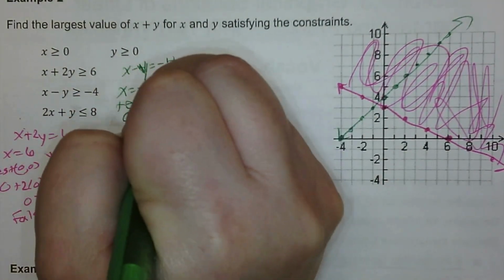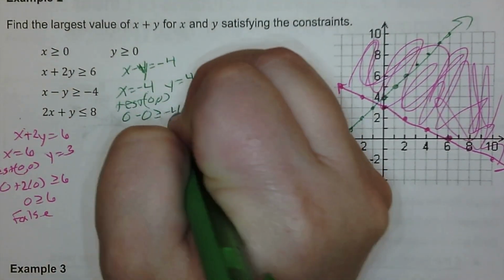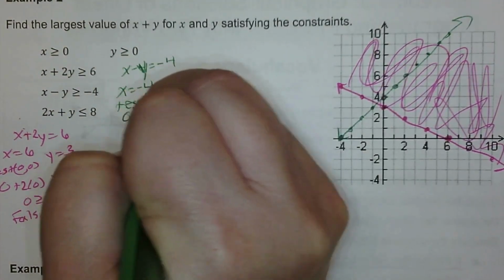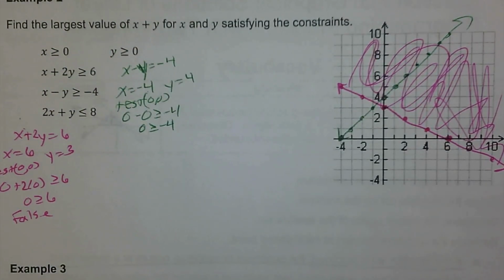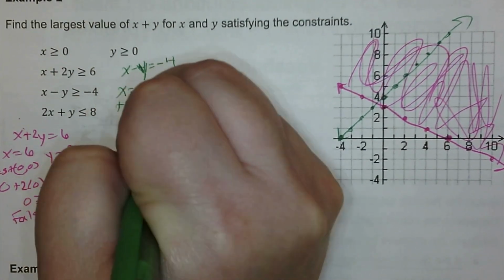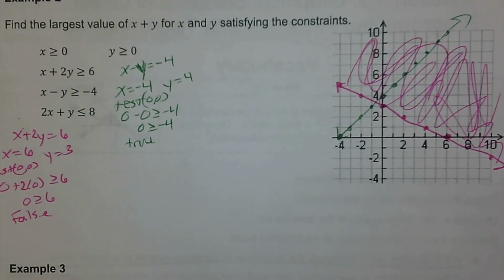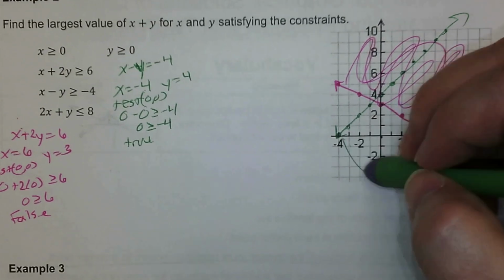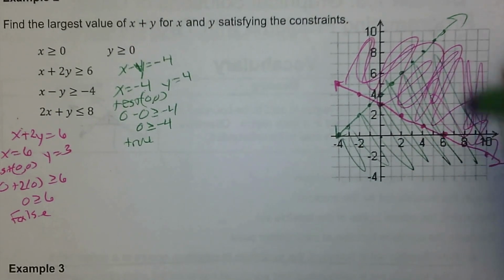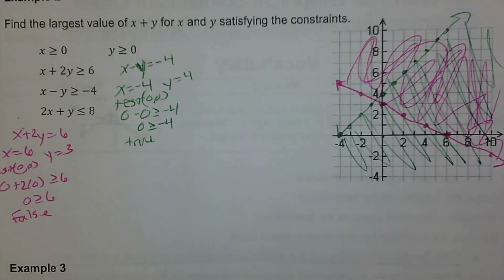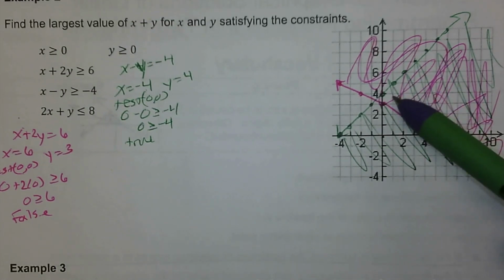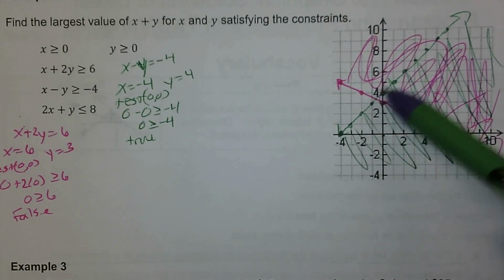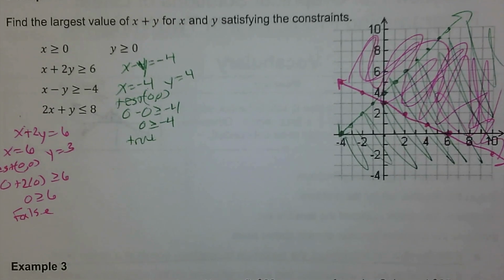0 minus 0 is greater than or equal to negative 4. 0 is greater than or equal to negative 4. That is true. So we're on the side with 0, 0, which is below the green line. So far we're looking at this area here where they're overlapping.